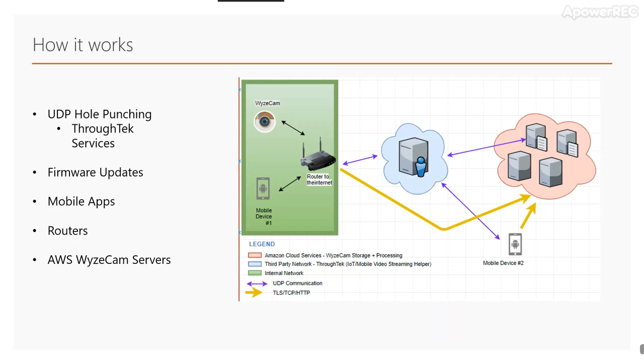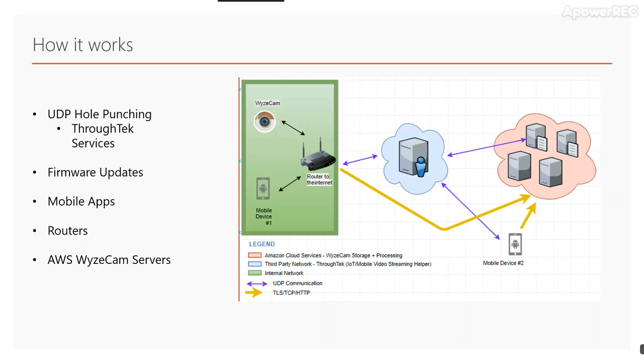So the overall system is pretty straightforward. And this image details out the basic network configuration. So we'll start on the left side. On the left side, we have the green box, and this represents your internal, usually a home network, where we have the WyzeCam device, a router that has an external port facing the internet, as well as we may have a mobile device that's running the WyzeCam mobile application.